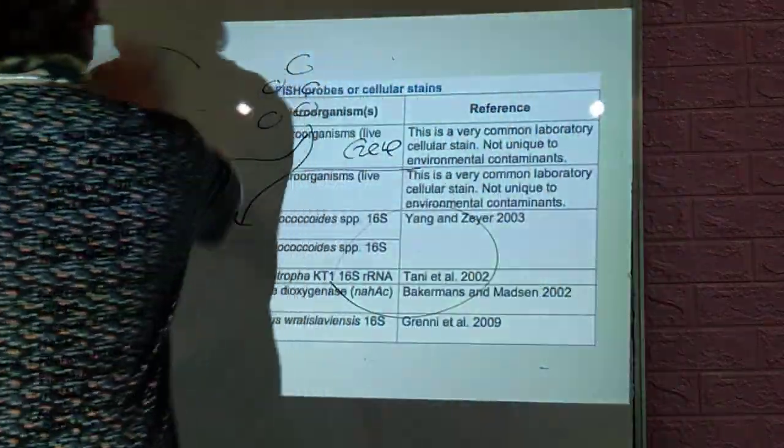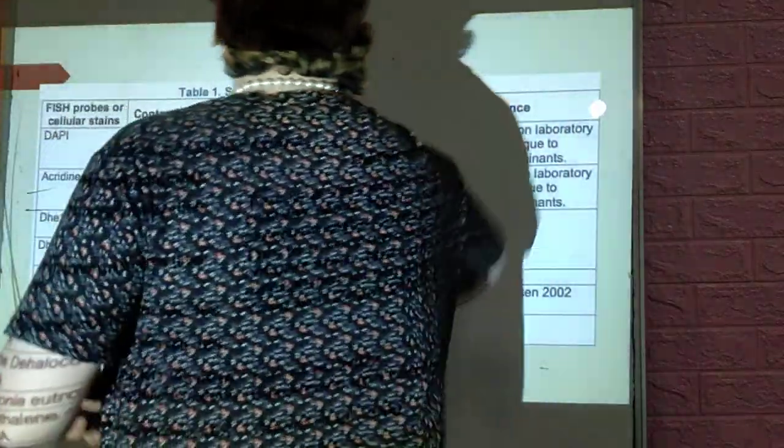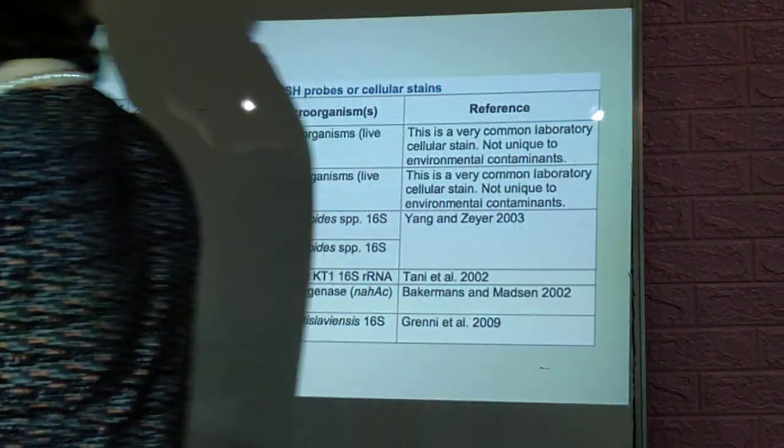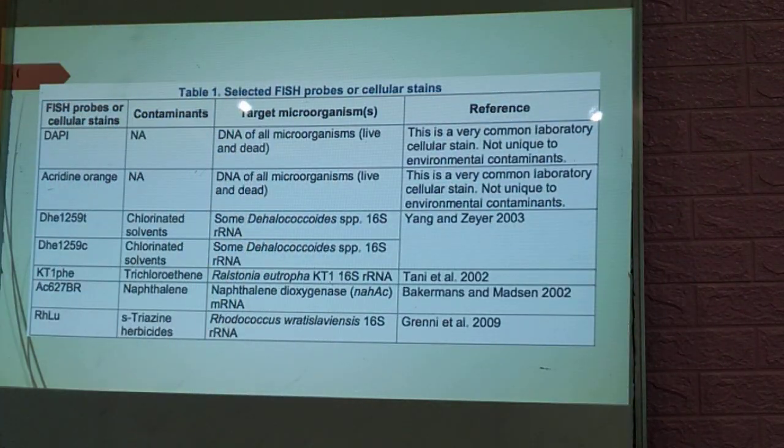These are examples of selected FISH probes or cellular stains. For the information of everyone, you are no longer required to spell them out. All you need to do is to memorize if they are utilized for such purpose, or what their characteristics are. The first one is the DAPI. Guys, no type of contaminant is present when it comes to the testing, which means it's very specific.